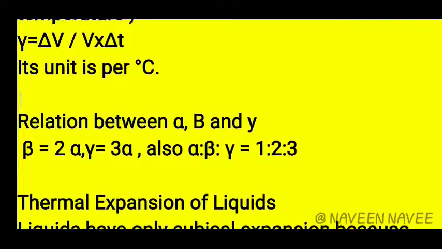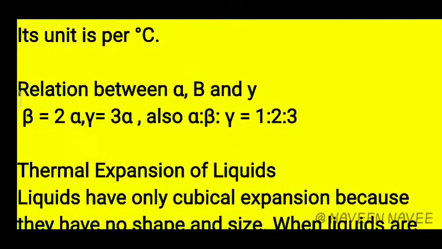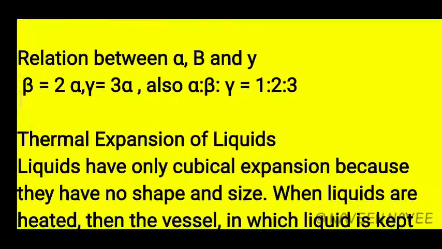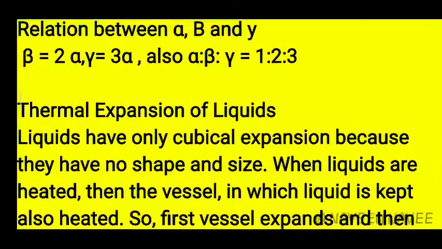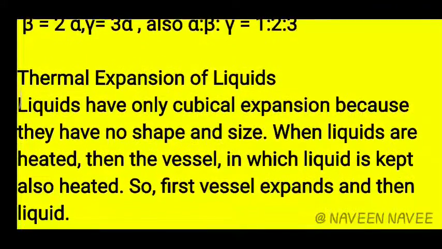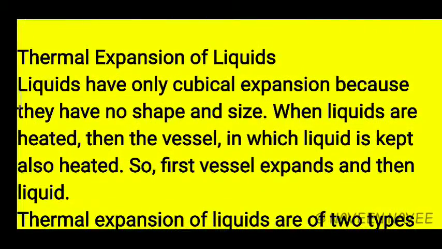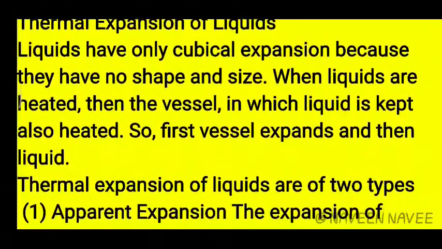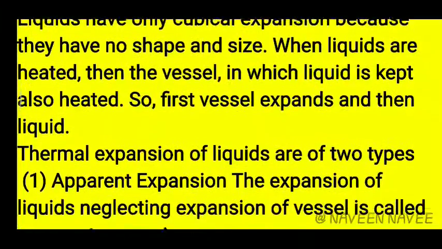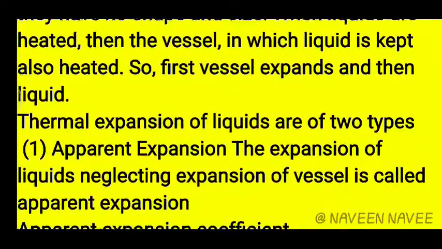Relation between alpha, beta and gamma. Beta equals 2 alpha, gamma equals 3 alpha, also alpha : beta : gamma equals 1 : 2 : 3. Thermal expansion of liquids. Liquids have only cubical expansion because they have no shape and size. When liquids are heated, then the vessel in which liquid is kept is also heated. So, first vessel expands and then liquid.